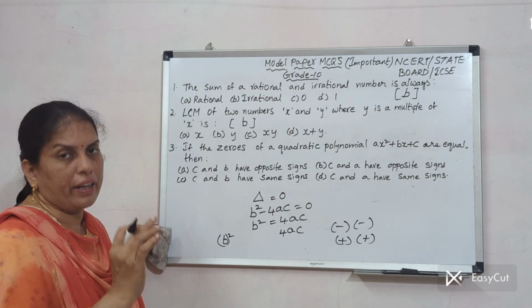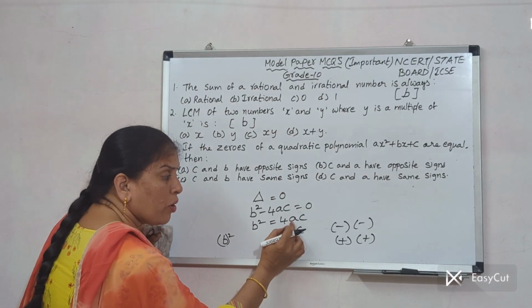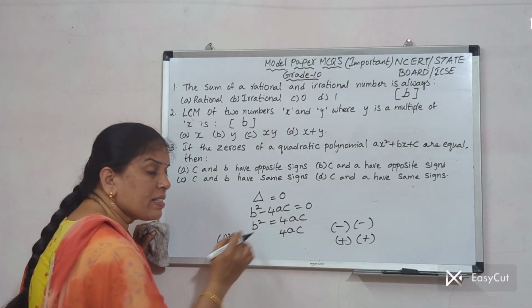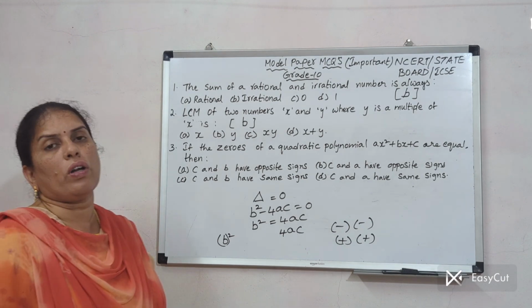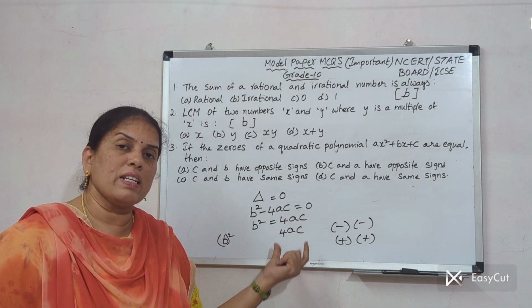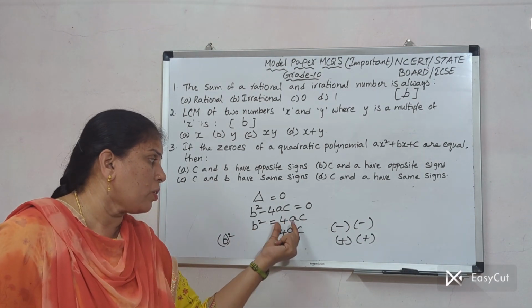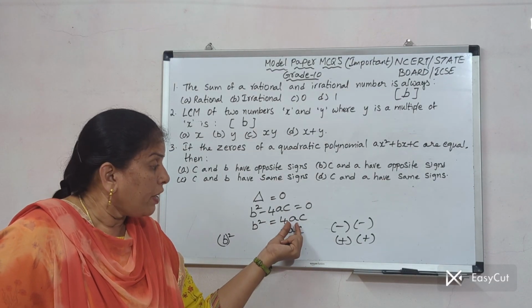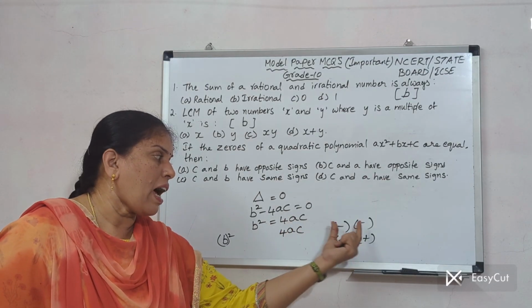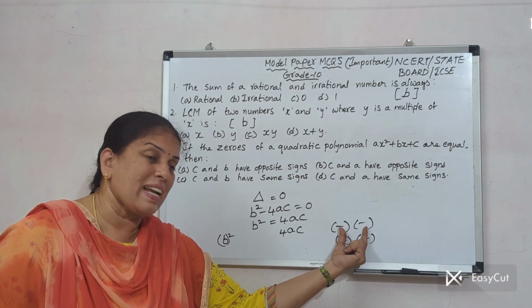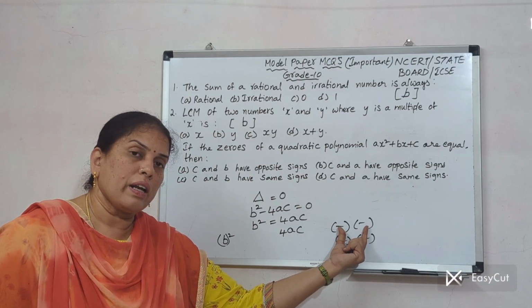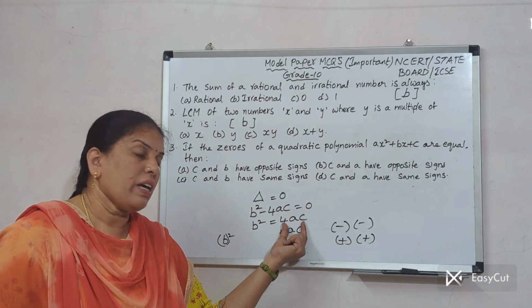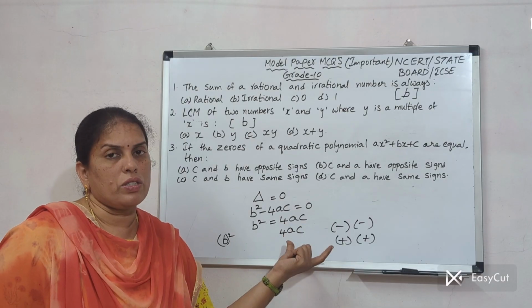b square value will always be positive, that means non-negative. Okay. What about a and c? a and c also will be positive only. That means the product of a and c will be positive. If this is positive, both are equal, no? So this also will be a positive value. If a and c both have the same sign, that means both are negative or both are positive, then the product will be positive.